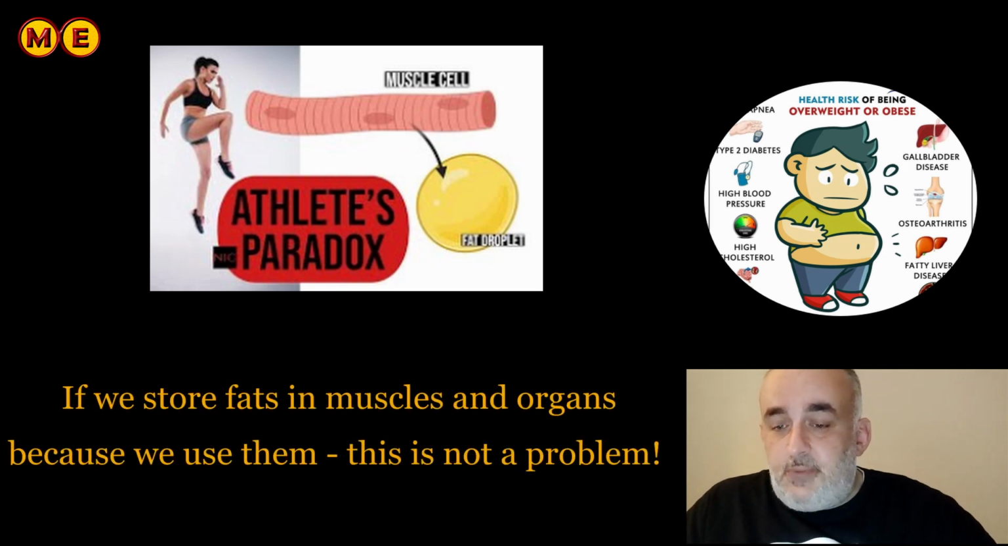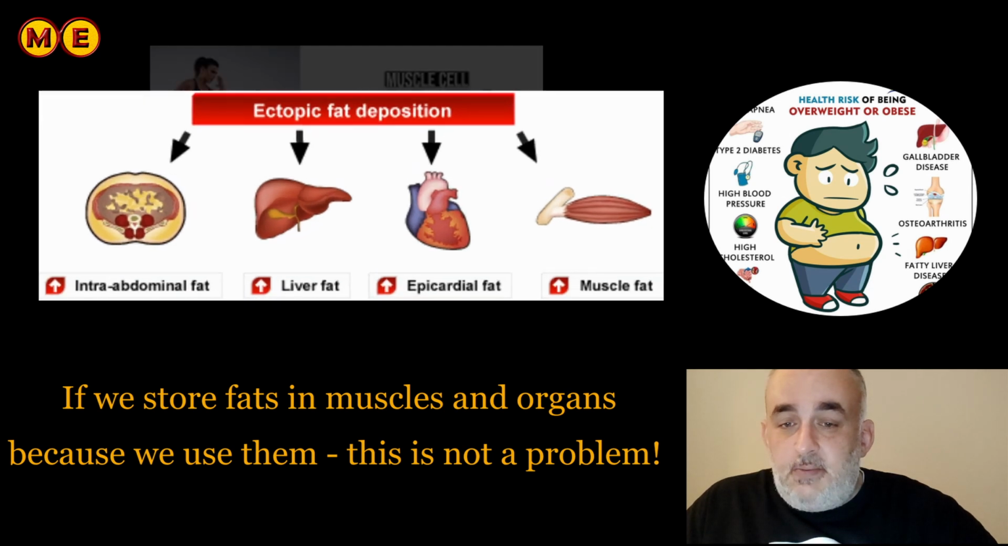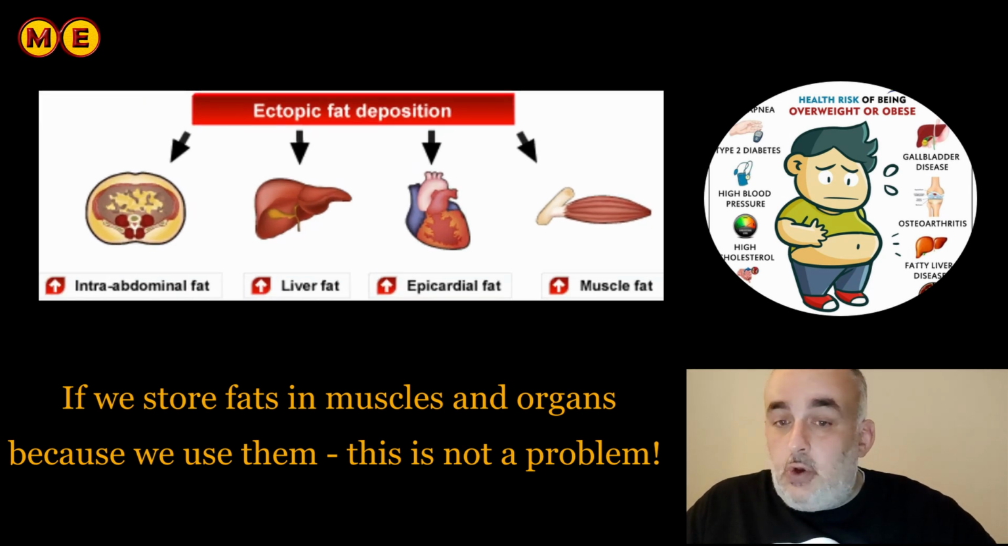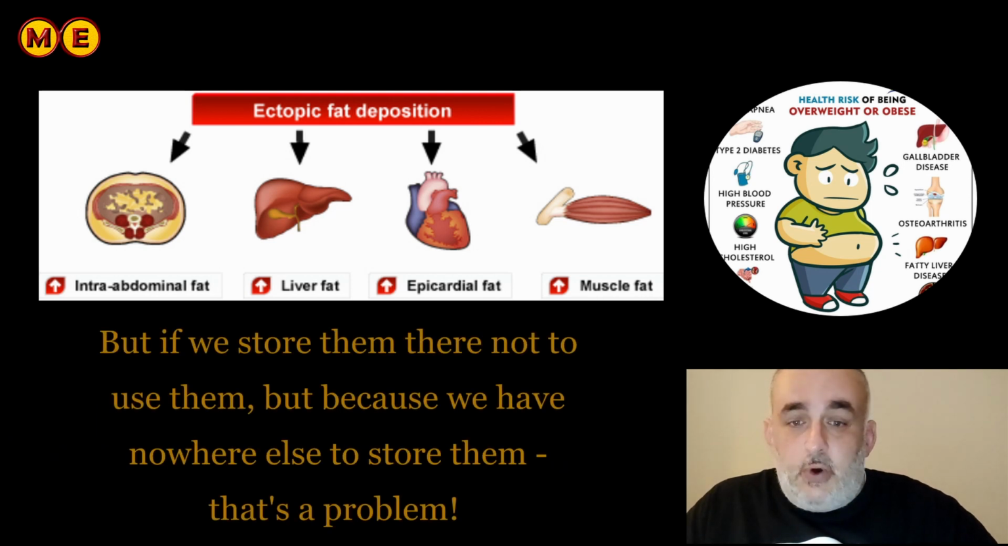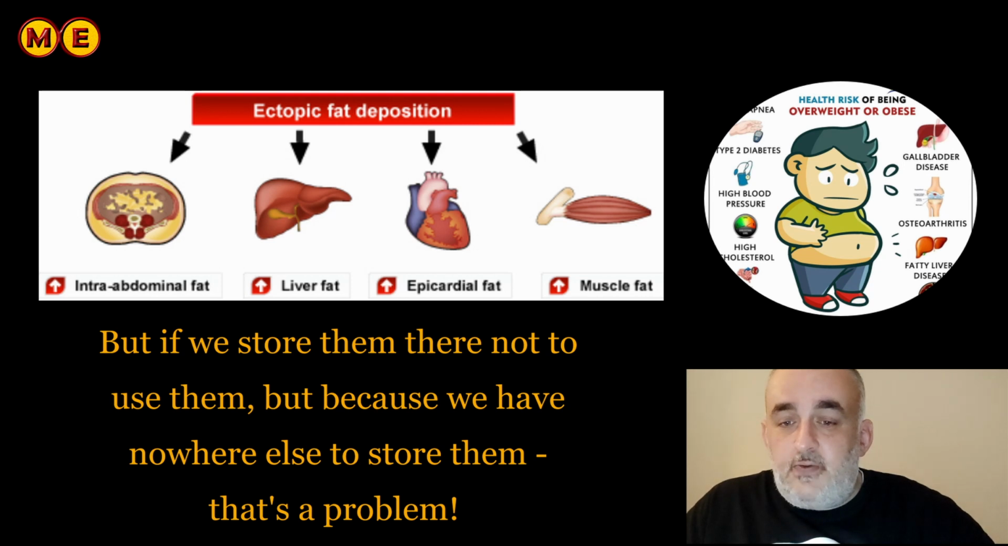And the answer is very simple. If we store fat in the muscles and organ cells because we're going to use it, and we don't let too much fat there, this is not a problem. But if we store fat there not to use it, but because we have nowhere else to store it, this is a problem. And the more ectopic fat we accumulate, the bigger the problems are.